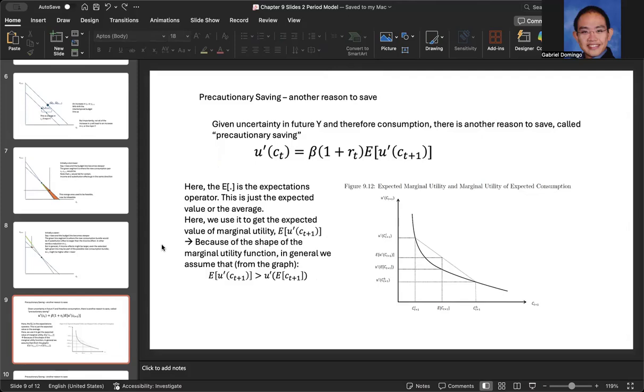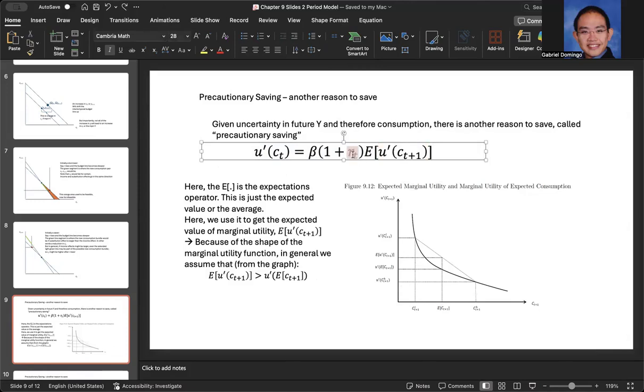Now, precautionary saving is an important part of the chapter. It's another reason to save. So, given uncertainty in future Y and future consumption, there's another reason to save called precautionary saving. Now, in the event that there is uncertainty in consumption, your Euler equation becomes this one. So notice that you're applying an expectation operator onto the marginal utility of future consumption because your marginal utility of future consumption is unknown at present because there's uncertainty, right?